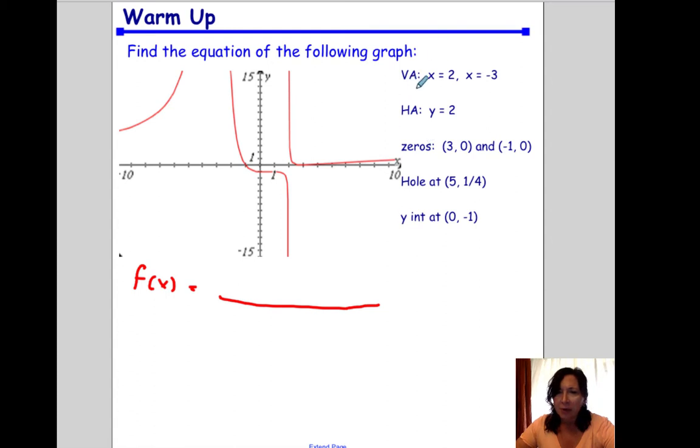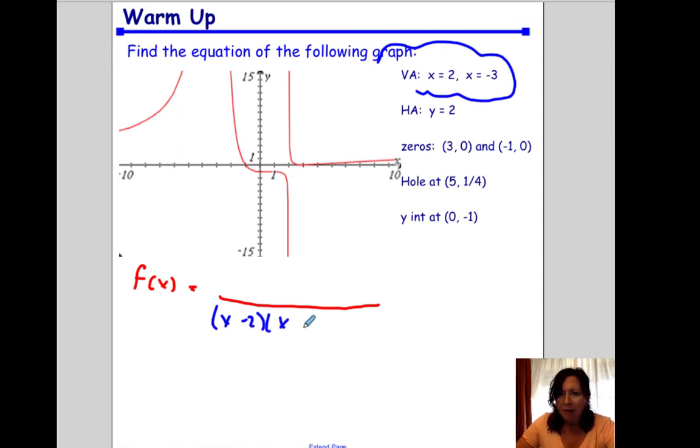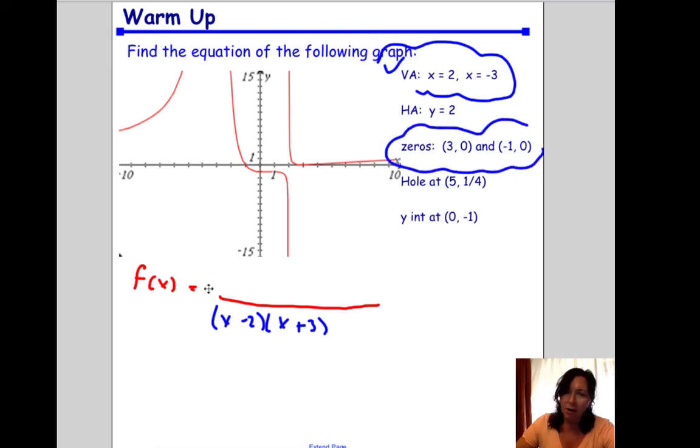Let's see, I'm going to start off with my vertical asymptotes, okay? And those are going to go on the denominator. So that's going to be x minus 2. We have x plus 3. I'm also going to plug in my zeros, and those are going to be plugged in on my numerator, which will be x minus 3 and x plus 1.